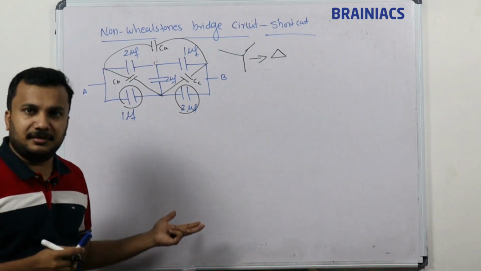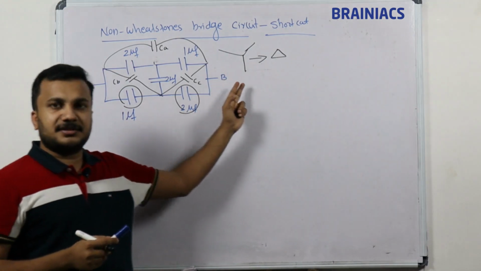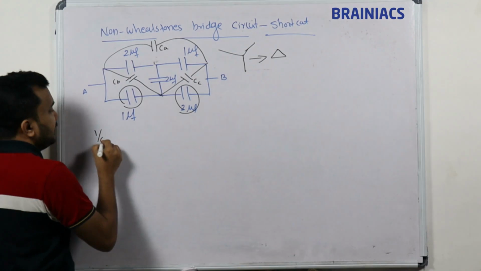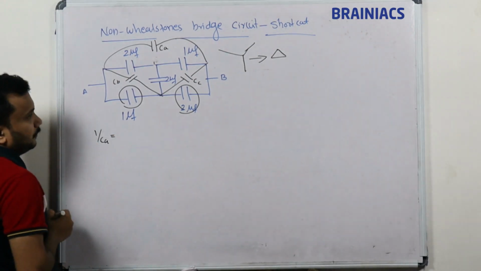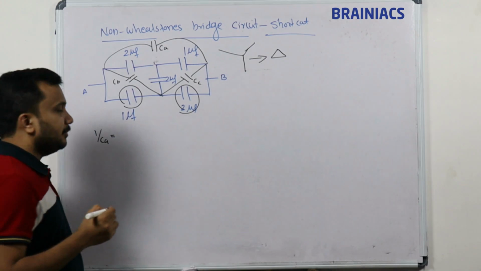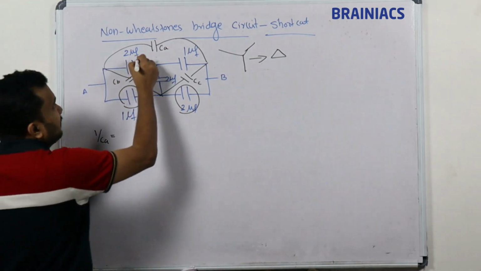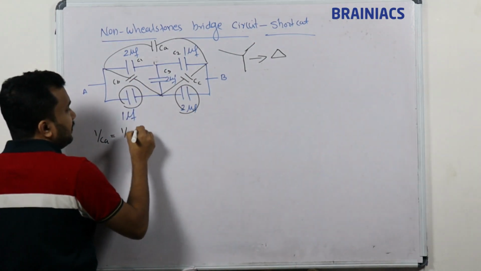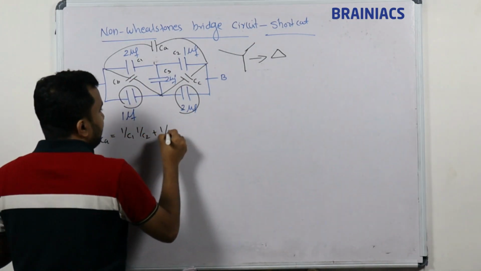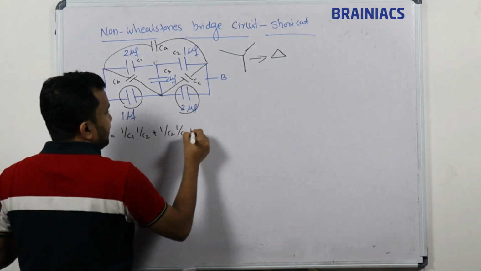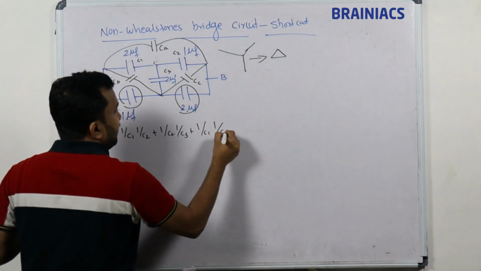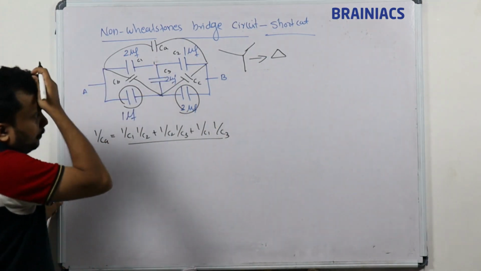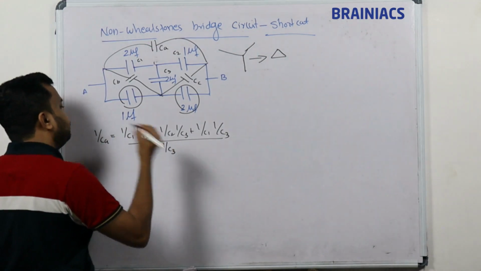Just before this we have written the star to delta conversion for capacitance. So 1 by CA is equal to 1 by C1 into 1 by C2 plus 1 by C2 into 1 by C3 plus 1 by C1 into 1 by C3, whole divided by the opposite branch. You can assume this is C1, this is C2, and this is C3. The opposite branch means 1 by C3.